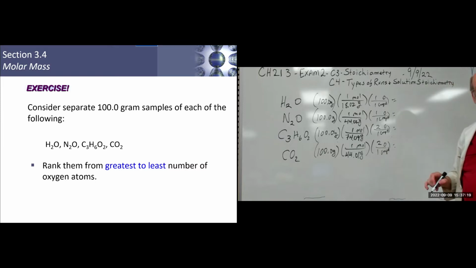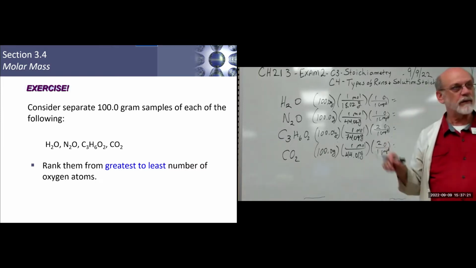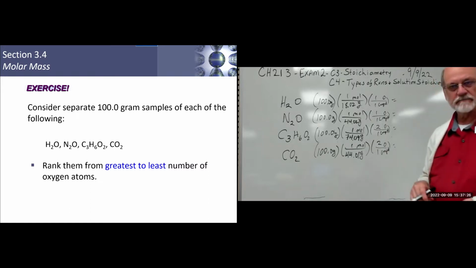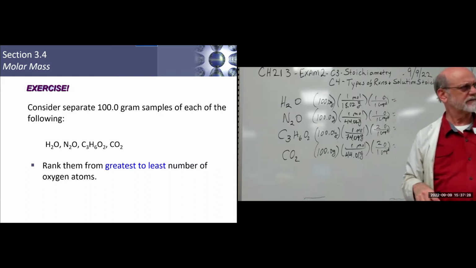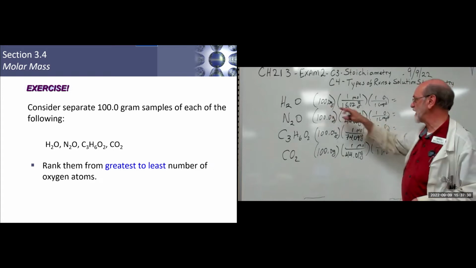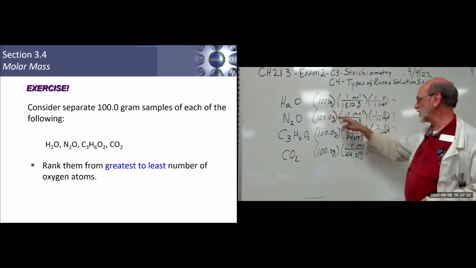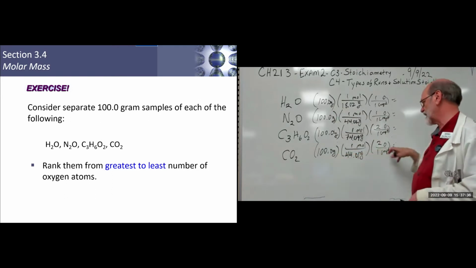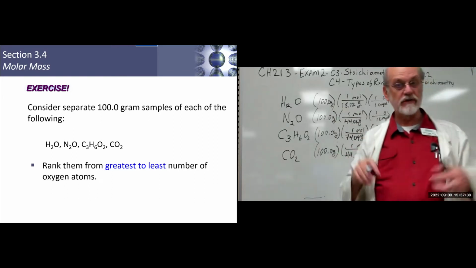That's the hard part. That's the thinking part. The rest is number crunching. So do we need to do that? You just divide 18.02 into that times 1. 44.02 into that times 1. 74.09 into that times 2. 44.01 into that times 2. And you get numbers.